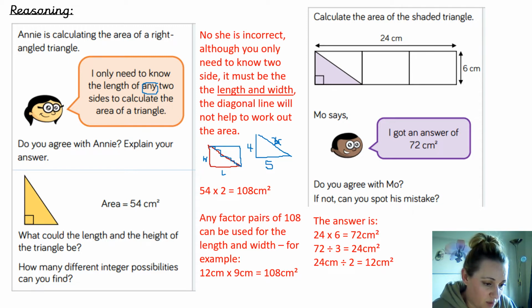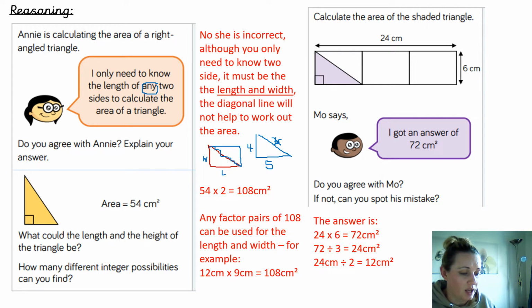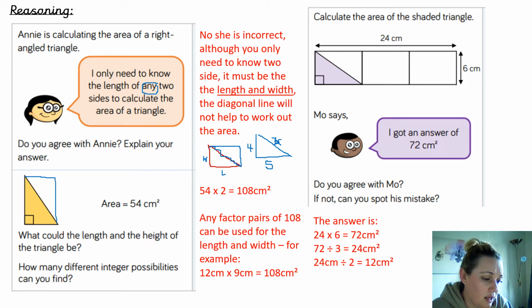I'll just whiz through these ones because I think we did alright on these. So basically for this one, the area of the triangle is 54. So it says what could the length and the height of the triangle be? First of all, if the area of the triangle itself is 54, then as a quadrilateral, it must have been double that. So that's where we've got this 54 times 2 from, because that's what it would be as a quadrilateral. So that's what the area of the whole quadrilateral would be.